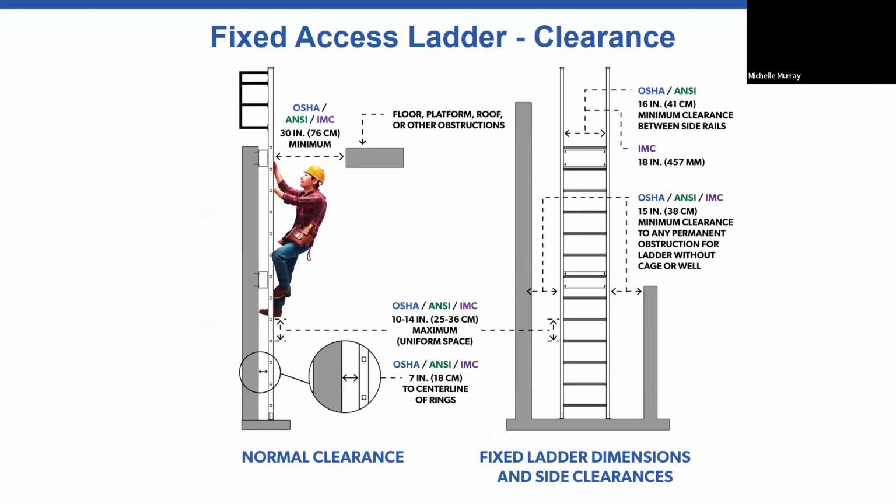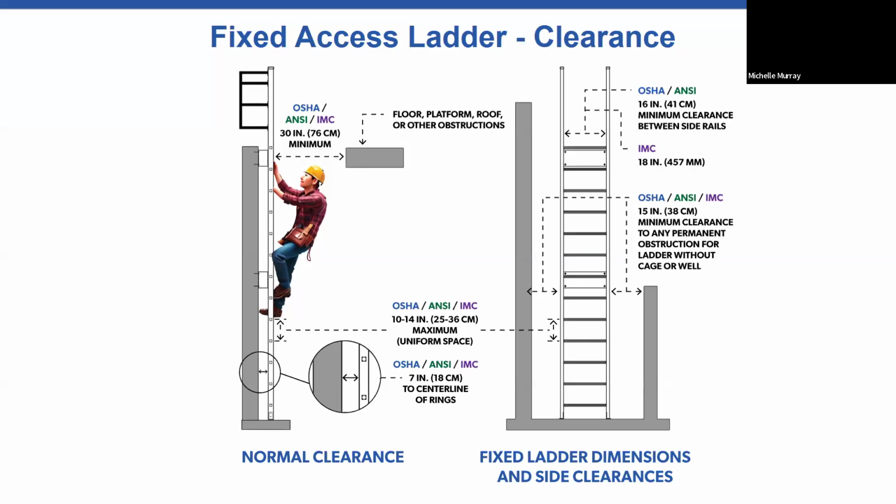A little bit of a busier slide. This slide summarizes the different clearance requirements for fixed access ladders that we just saw in the previous slides. So you'll see the minimum 30-inch climbing side clearance for the OSHA ANSI IMC standard. You'll see the 10 to 14-inch rung spacing. You'll see the minimum 7-inch back set.